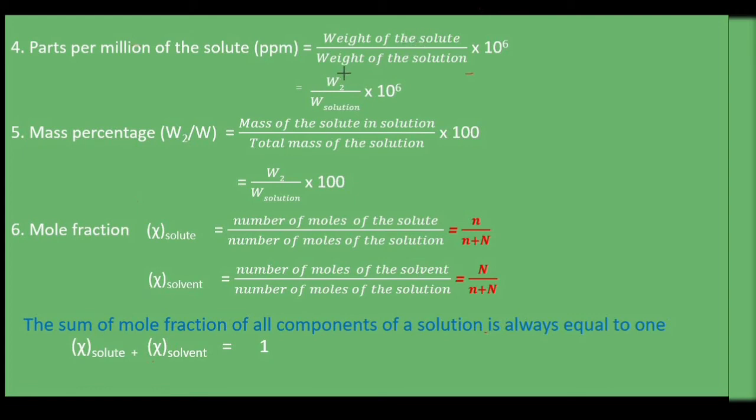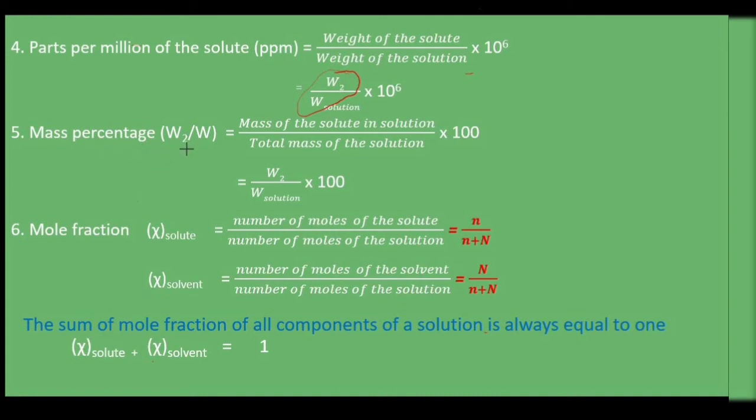Say weight of the solute, say W2, and weight of the solution we will express with the term capital W into 10⁶. So this is the formula: W2 by W, where W2 is the weight of the solute and W is the weight of the solution, into 10⁶ will give the concentration of the substance present in the solution in ppm. Okay, and next one is mass percentage.